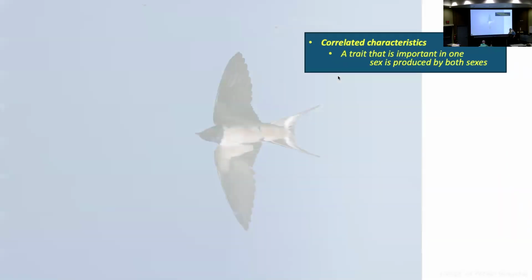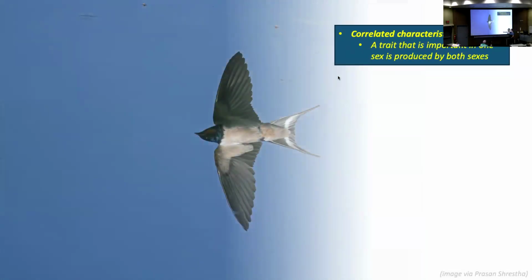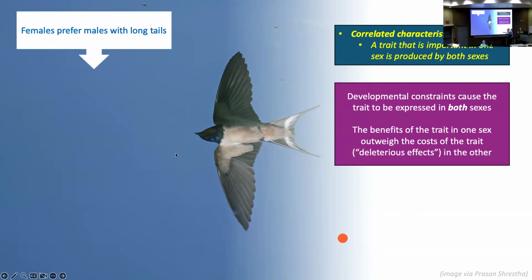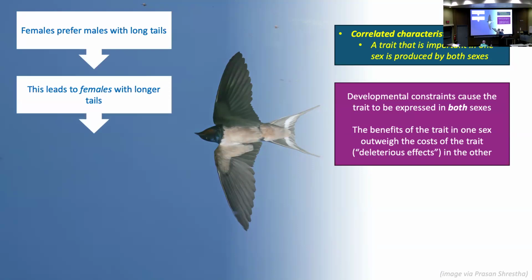Let's take a quick look at that. So a correlated characteristic. This is this kind of swallowtail here. This is an example where you have a developmental constraint that causes a trait to be expressed in both sexes. The benefits of the trait in one sex outweigh the costs of the trait in the other sex. And so these are these deleterious effects. In this particular case here, females prefer males with long tails for reasons that might actually relate to the handicap principle that we'll get to later. That leads to females with longer tails.